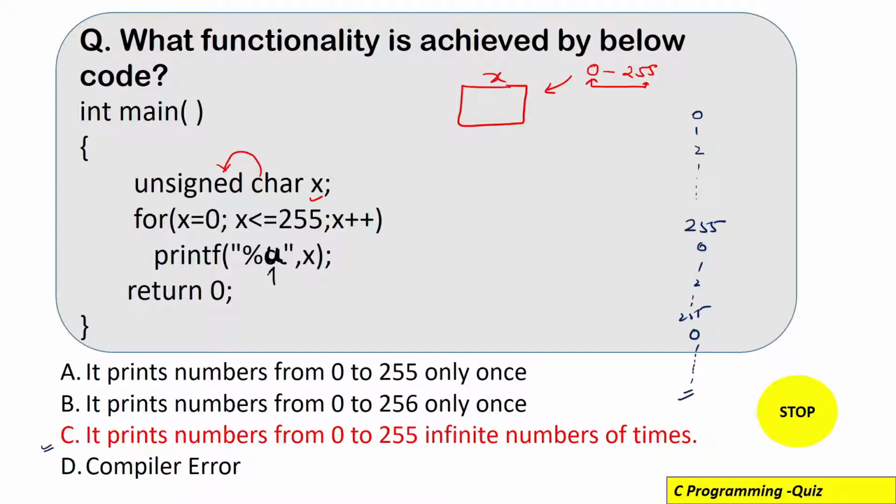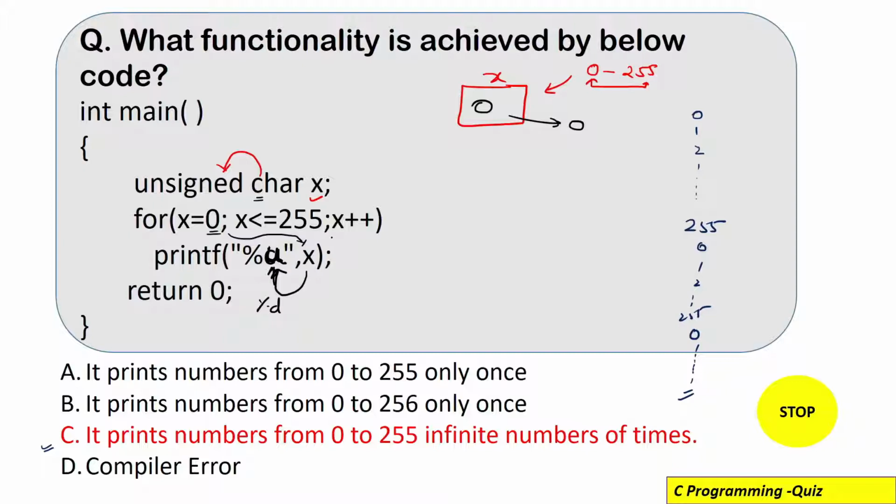Do you know why we use %u? %u is used to print values which are of type unsigned. This character variable is actually unsigned, so I have used %u. Let's see how it will run. Initially x is 0, so we come here and print in %u format. That means we will simply print this value. Instead of %d, I am saying %u because the values are unsigned.